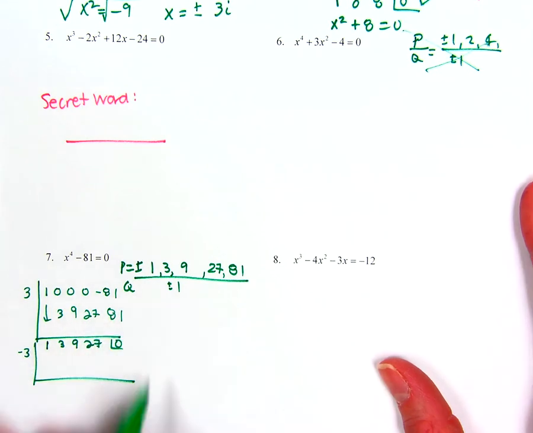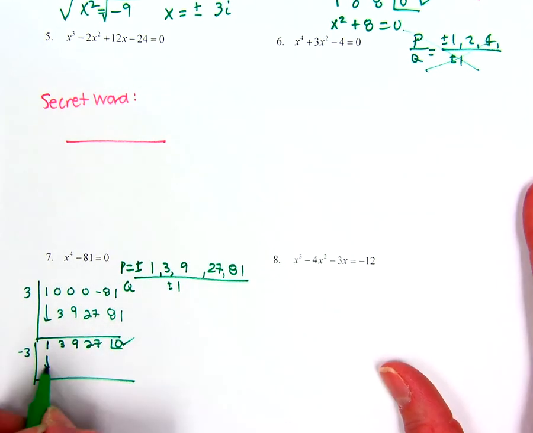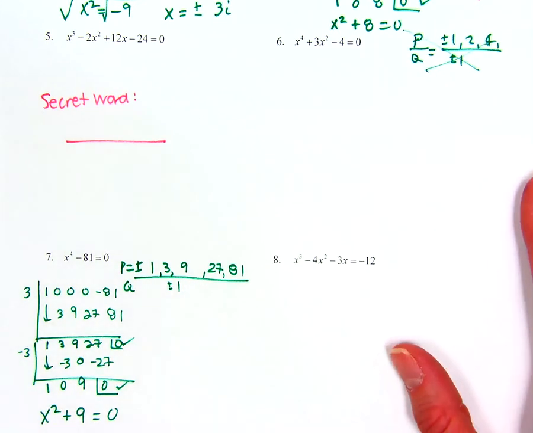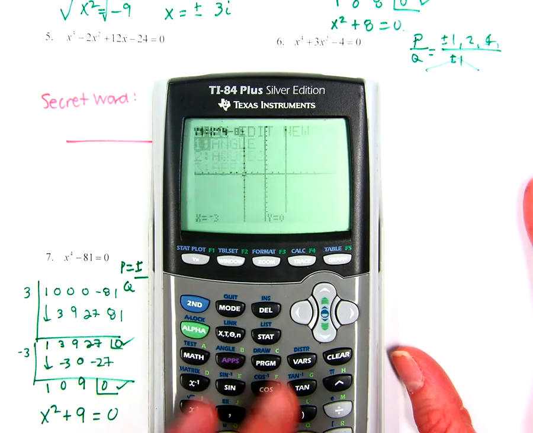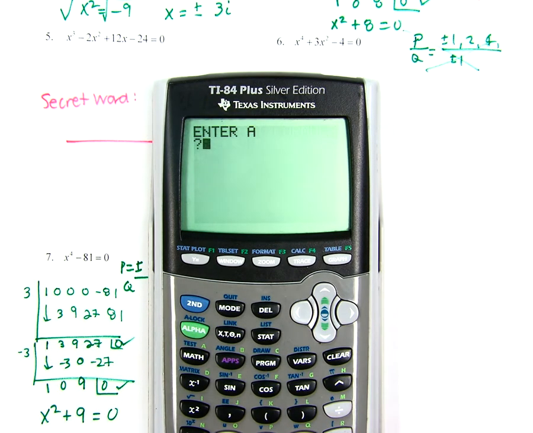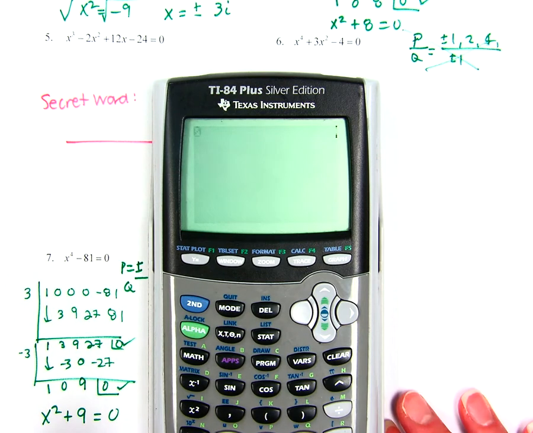All right, so I got 0 as a remainder. That's perfect. And then I do my synthetic division one more time. And I got 0 as a remainder again. So I have x squared plus 9 equals 0. All right, so I just want to show you, if you do a quad with this one, it's fine to do it. It just looks a little funny with your answer. So 1, 0, and 9 are A, B, and C.